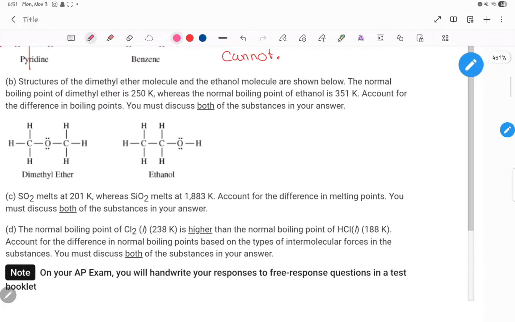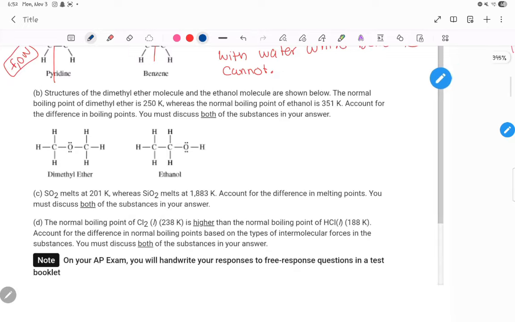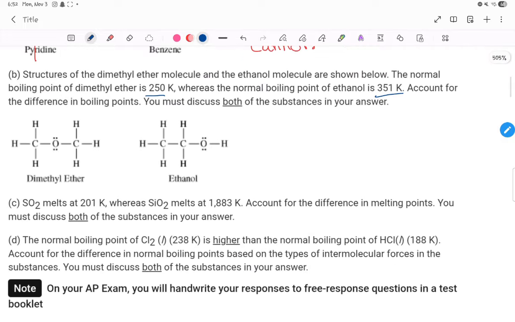What does it say in part B? Structures of the dimethyl ether molecule and the ethanol molecule are shown below. The normal boiling point of dimethyl ether is 250 Kelvin, whereas that of ethanol is 351 Kelvin. Account for the difference in boiling points. You must discuss both substances in your answer. So what we need to do now is compare the forces of dimethyl ether and ethanol. Of course, whatever I write, you need to write it in paragraph form.